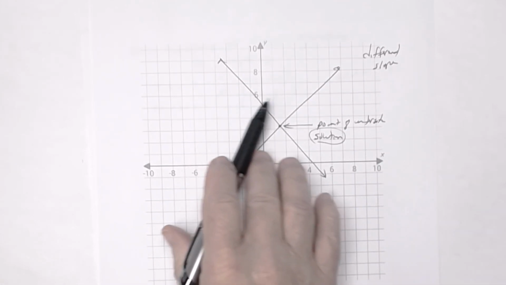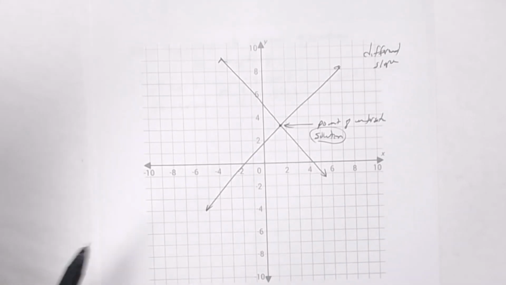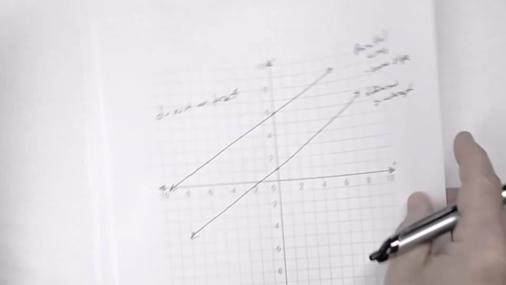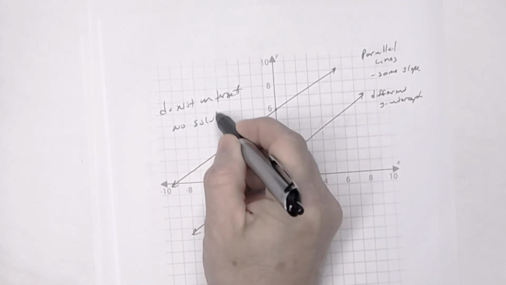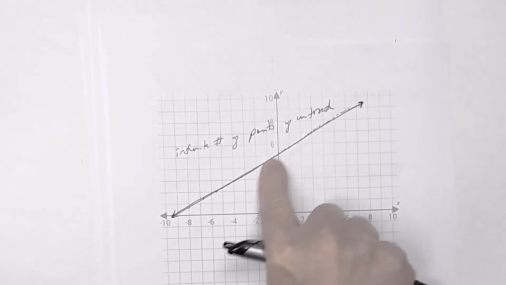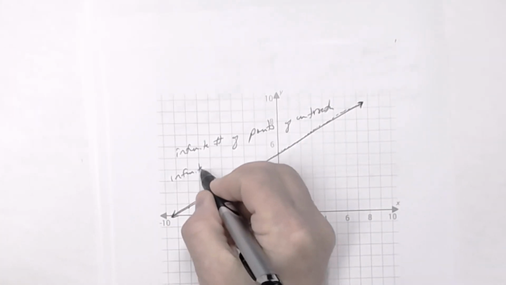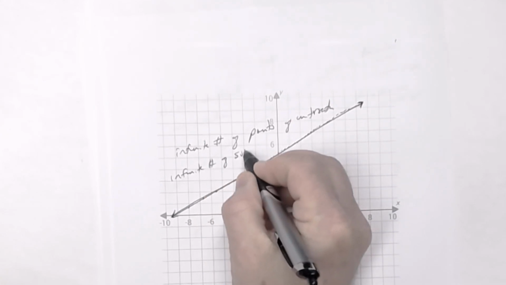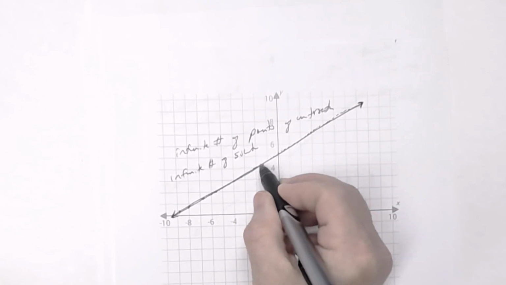So notice that when you have different slopes, there's only one solution. When you have parallel lines, you have no solution because they don't intersect. When you have two lines that overlap, you have an infinite number of solutions. And the solutions will be those points that are on this line right here.